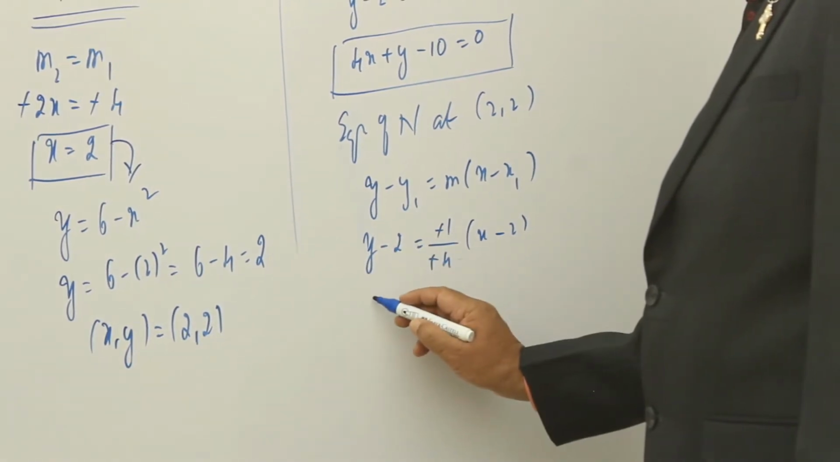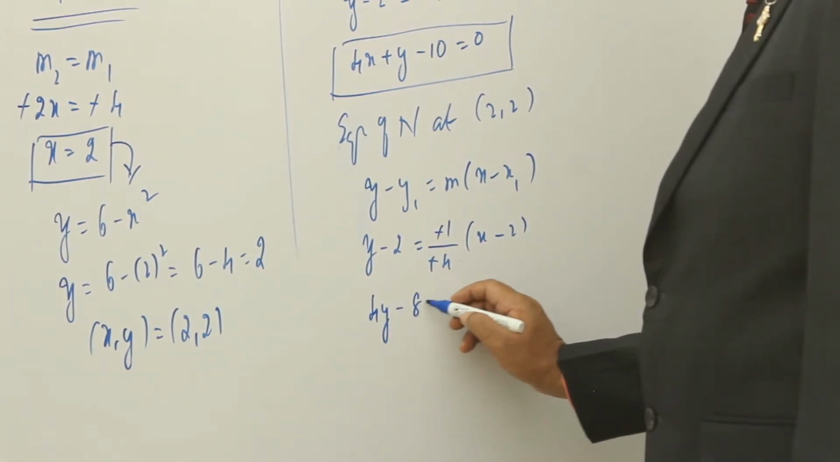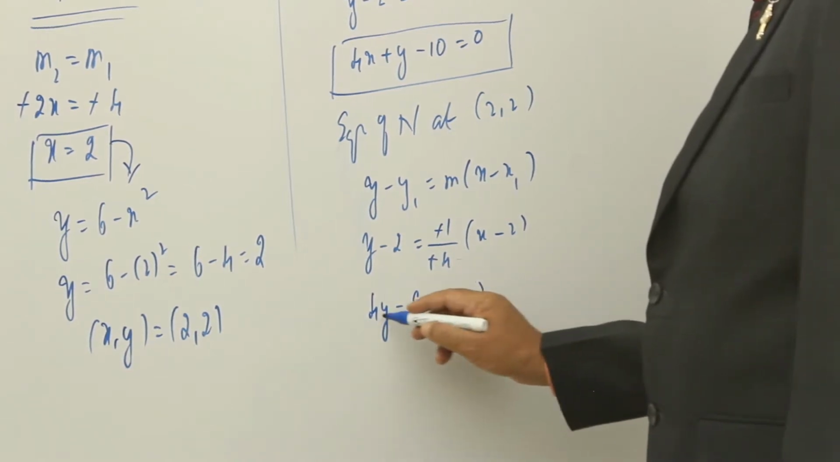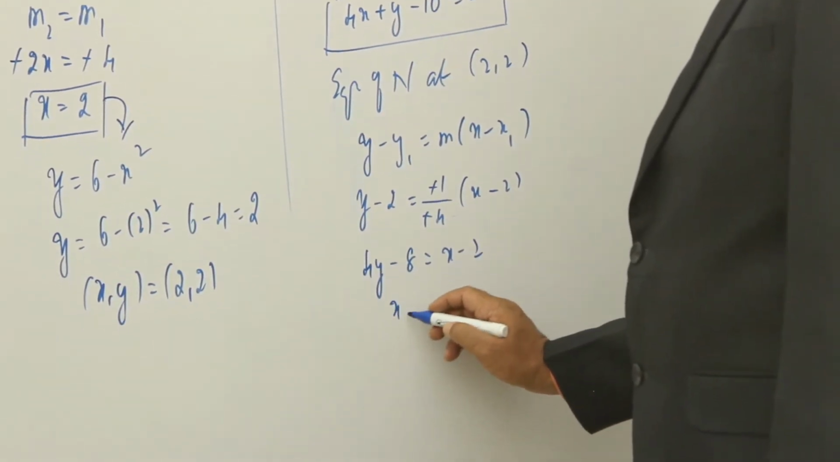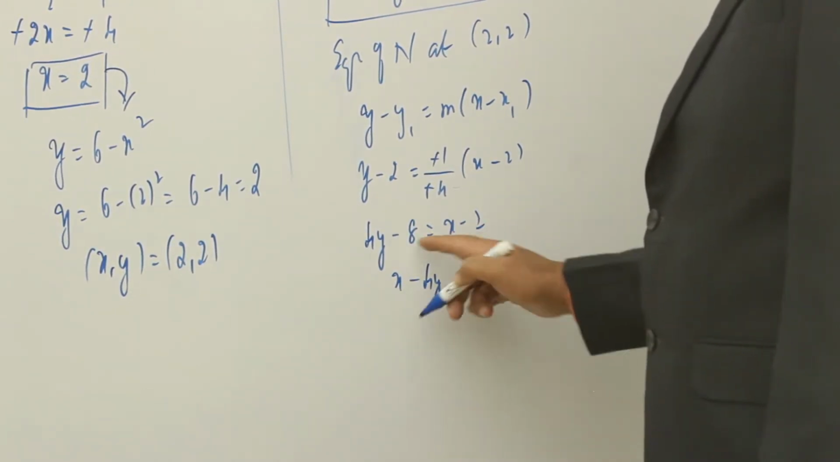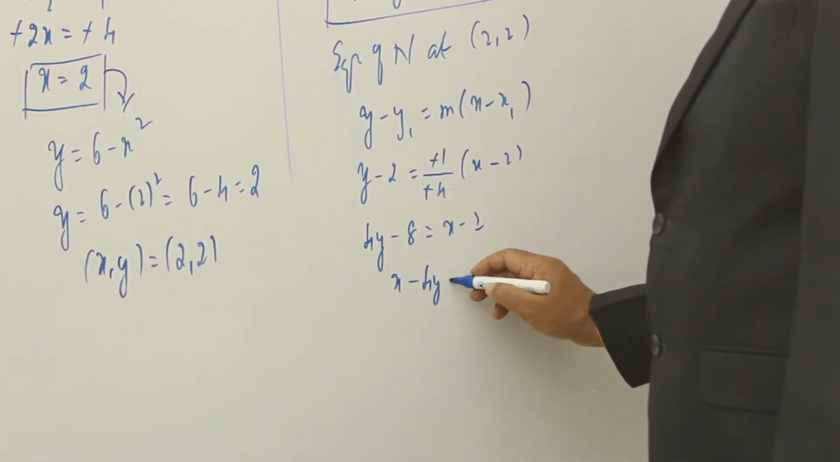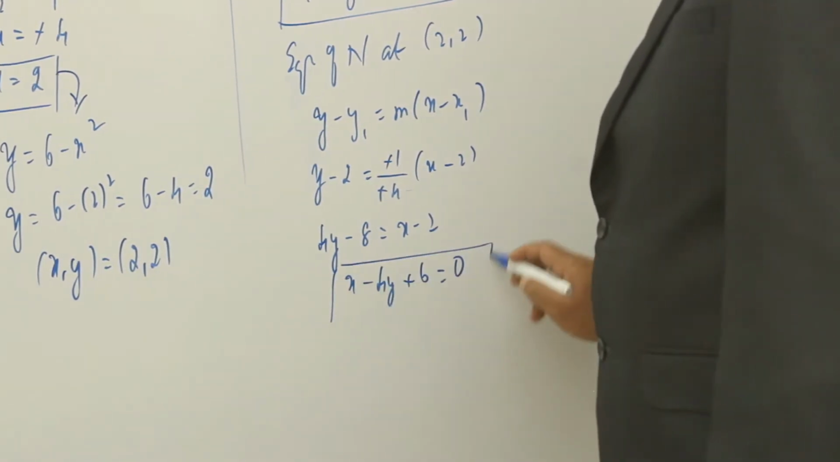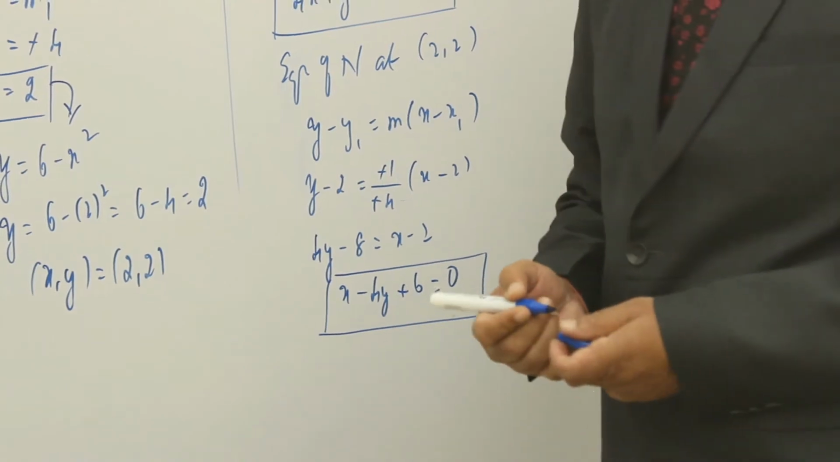So cross multiply, you get 4y minus 8 equals x minus 2. Transposing everything this side, you get x minus 4y. When this comes here it will become plus 8 minus 2, that is plus 6 equal to 0. This will be the equation of normal.